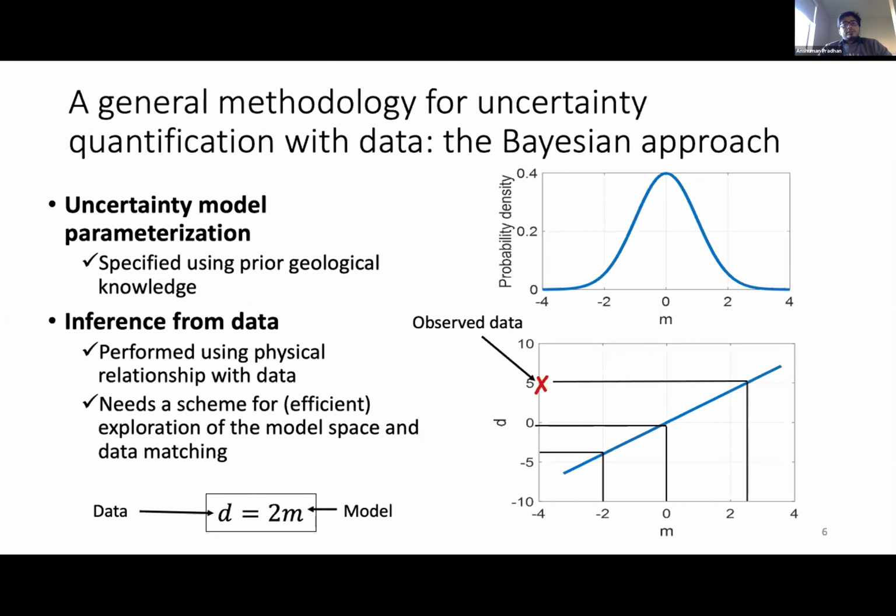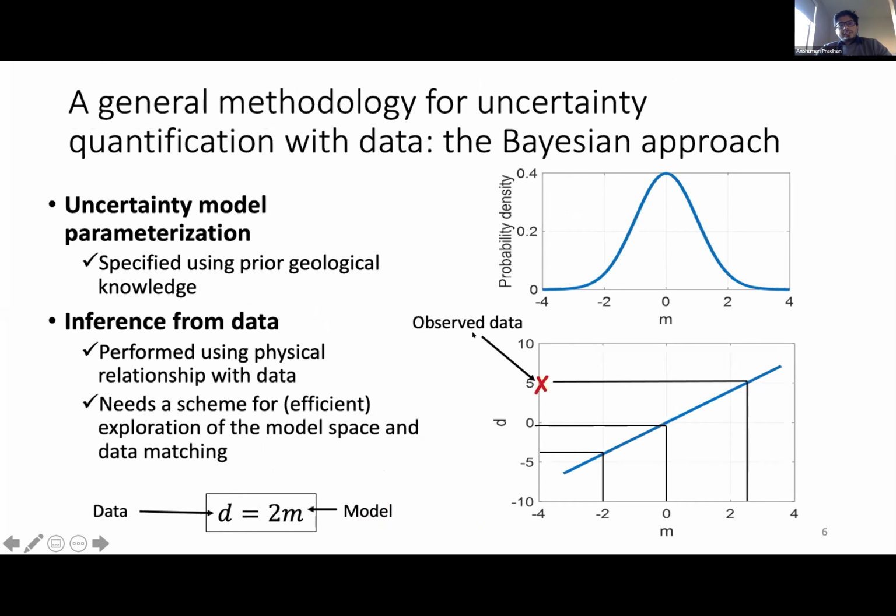In order to do that, we employ a Bayesian approach. I will try to explain it using a very simple example. Let's say we have one-dimensional variables. M is our model input parameter. This could be, for example, your porosity compaction coefficient, and D is your data, right? And then we have a simple forward model, that is the data is 2 times the model parameter.